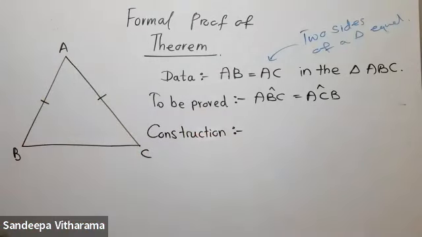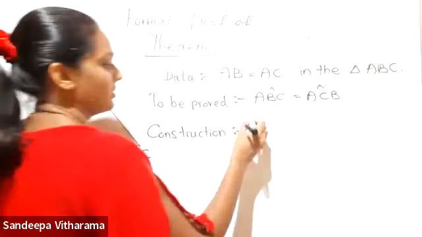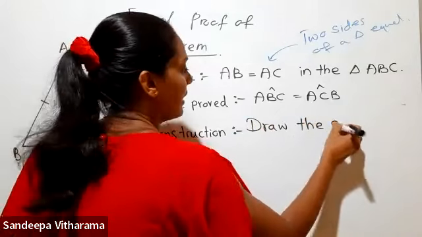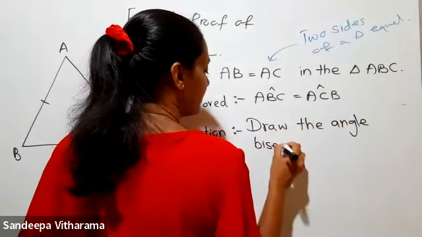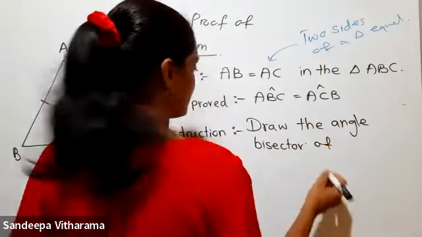What is the construction? Draw the angle bisector of angle BAC.